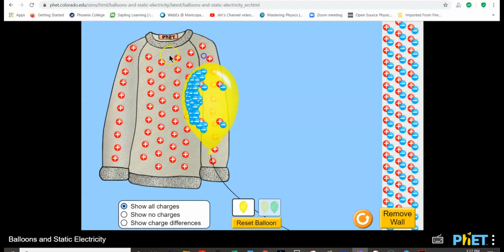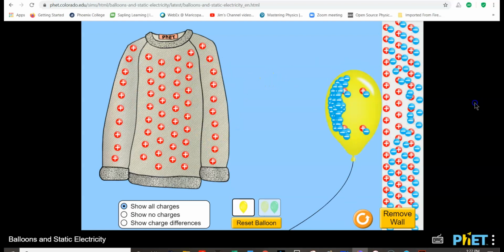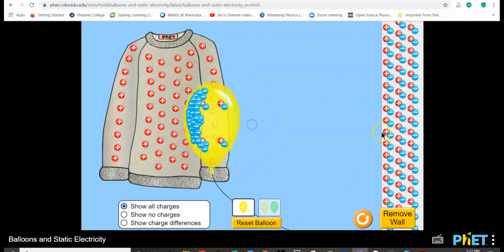And this wool shirt would, if I could grab it, be able to stick to the wall too. So you could put the balloon against the wall and the wool shirt against the wall, and they would both stick. Okay, and where the wool shirt would stick is where the electrons would actually be leaning towards it. So these electrons would actually gather right here if you brought the wool shirt over here.